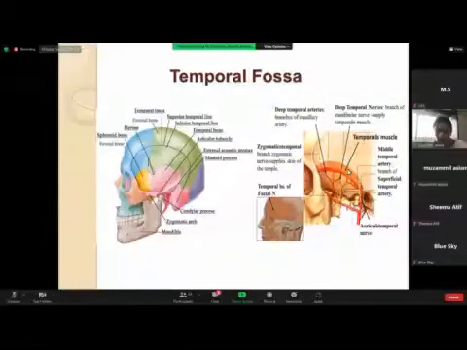Again, a very important clinical condition which is the facial nerve palsy.